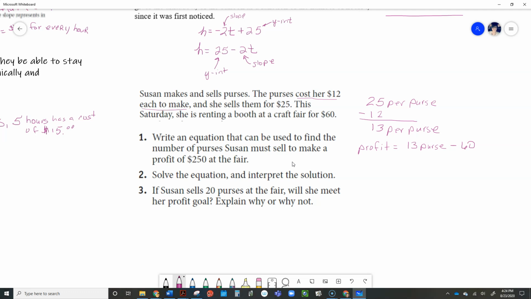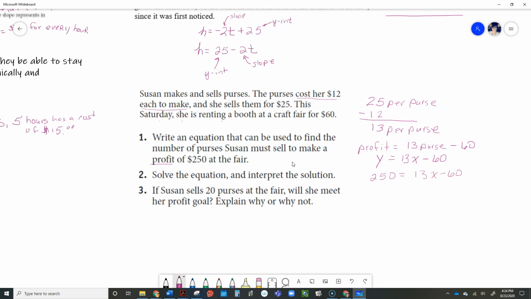So we need some variables in here. Do they give us any up here? They do not give us any variables, so you could assign whatever variable that you want. Let's just go ahead and use X and Y. Y represents profit. $13 for each X, which is a purse, and then we're going to take away $60 for the booth rental fee. So there's my equation. Now what do I do with this $250? Well, that's the profit, so $250 can be plugged in right there. And now we have an equation that we can solve.